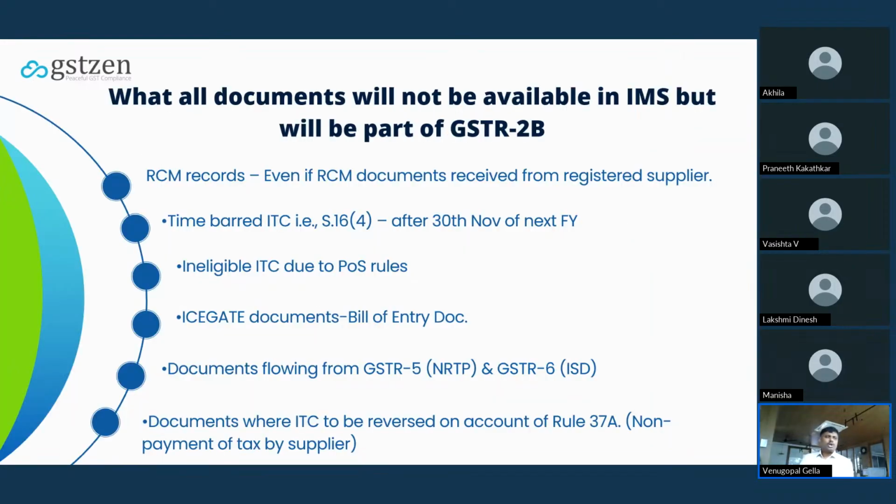What documents will not be forming part of IMS? I've already told: RCM records, time barred records, records ineligible due to POS rules, or ICE gate related documents, bill of entry on import of goods while you report it in 4A1, that will not be coming. Documents flowing from GSTR 5 and GSTR 6. Any reversal that you have to do on account of Rule 37 or 37A, even that will not be forming part of IMS.